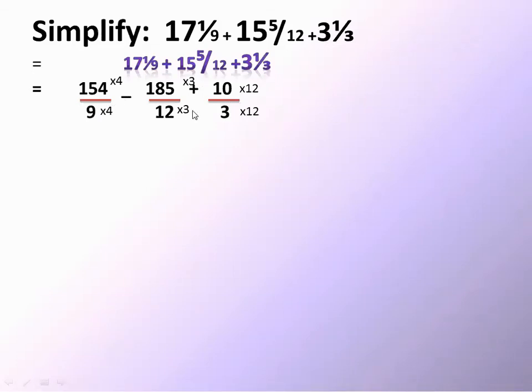But if you look very carefully, here you have a sign of minus and here you have the sign of addition. So you have to add and subtract the numerators in a single line. Your steps will remain the same. Now here you have 9, 12 and 3.